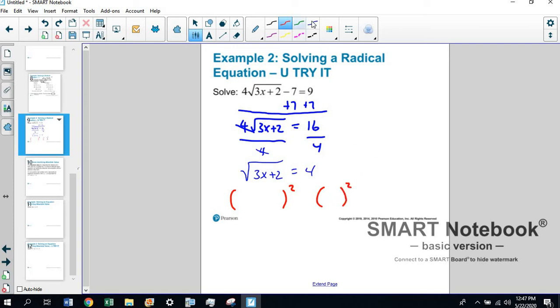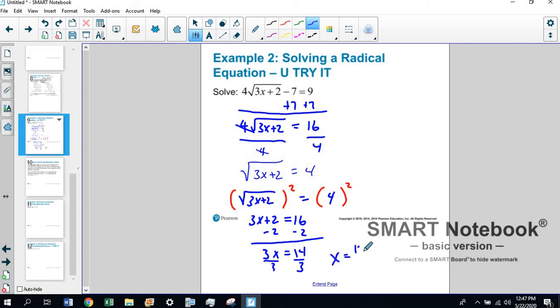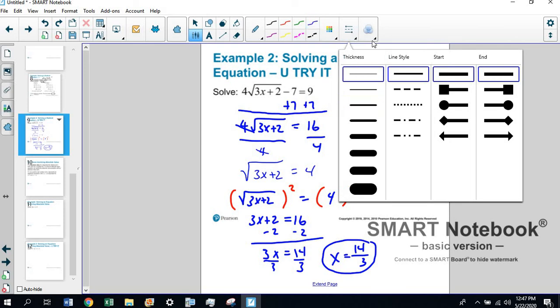both entire sides. All right, and so we get the square root of 3x plus 2 squared. We get 4 squared. And so we get 3x plus 2 equals 16. Subtract 2 from both sides. We get 3x equals 14. Divide both sides by 3. We get x equals 14 over 3. Okay? We still need to check it.